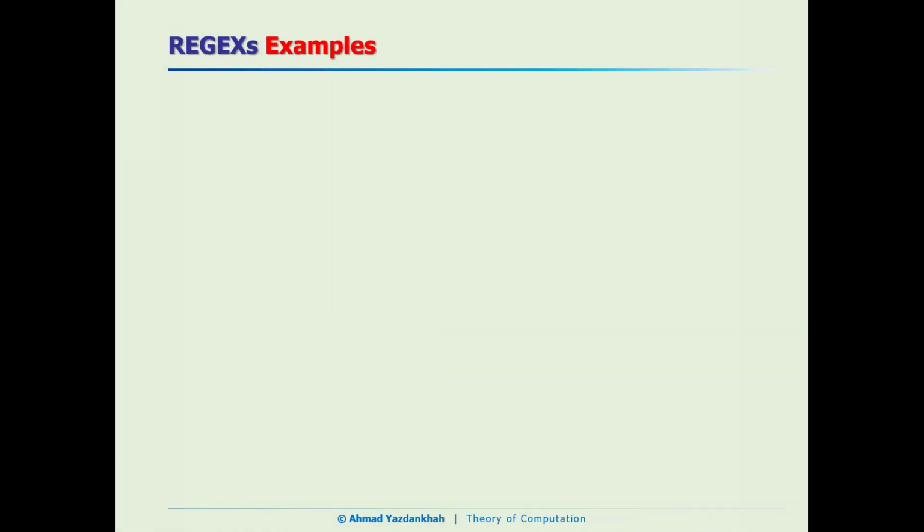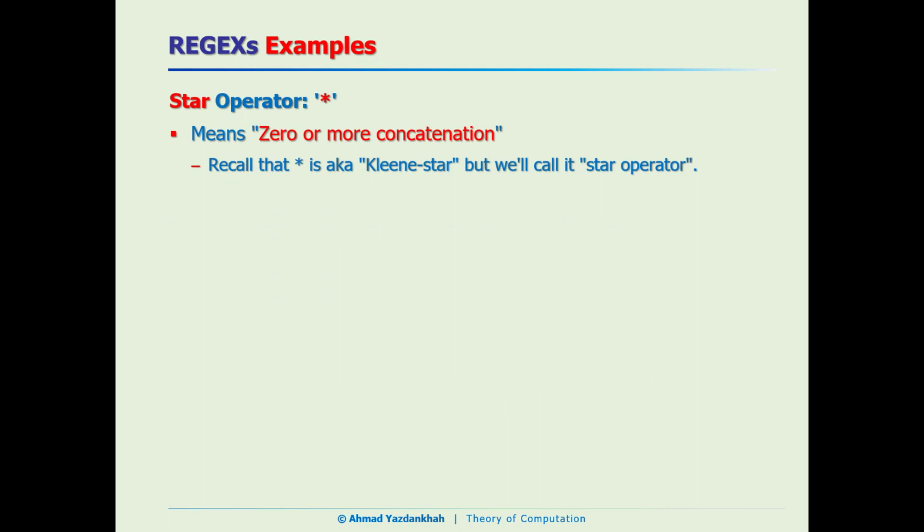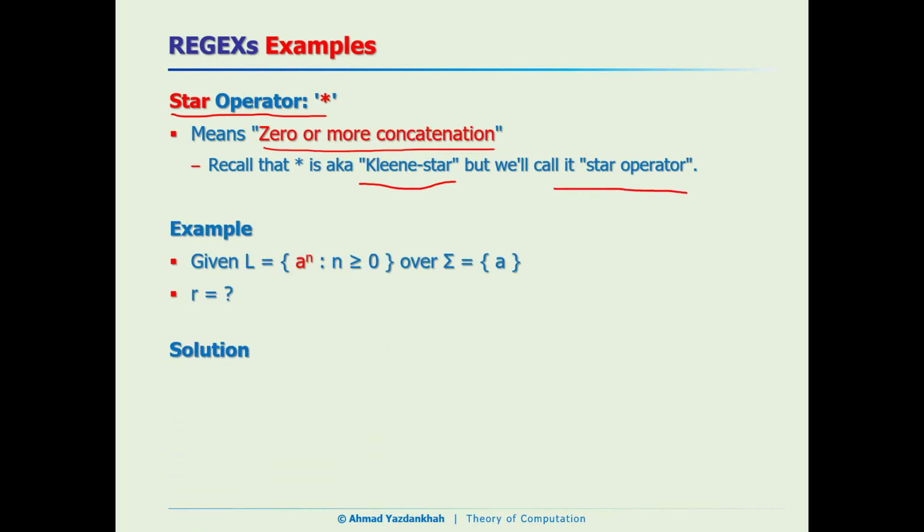Our next operator is the star operator, and it means zero or more concatenation. Just recall that we also mentioned that it is called Kleene star, or star closure, but we prefer to call it just the star operator. Let me take an example. Okay, before solving this example, let me refresh your mind.